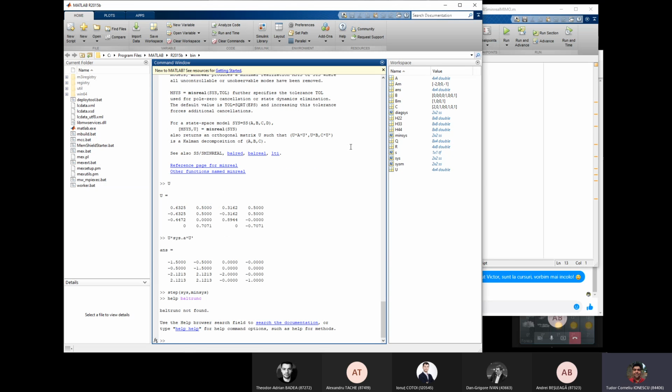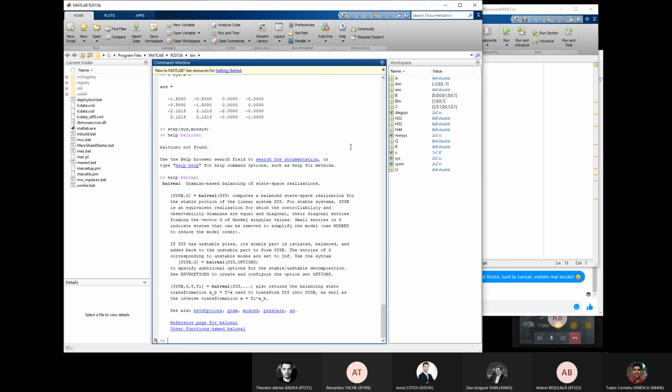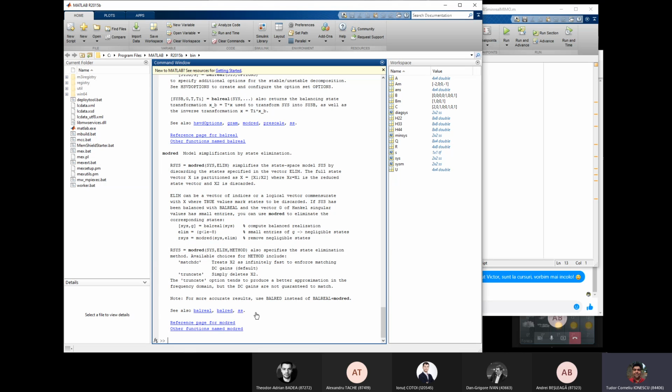No, it's not correct. Help balreal. This is okay. Modred. This is the command. Okay, this is an approximation command, something we are going to learn about quite soon. It simplifies the state space model cis by discarding states that have to be eliminated.